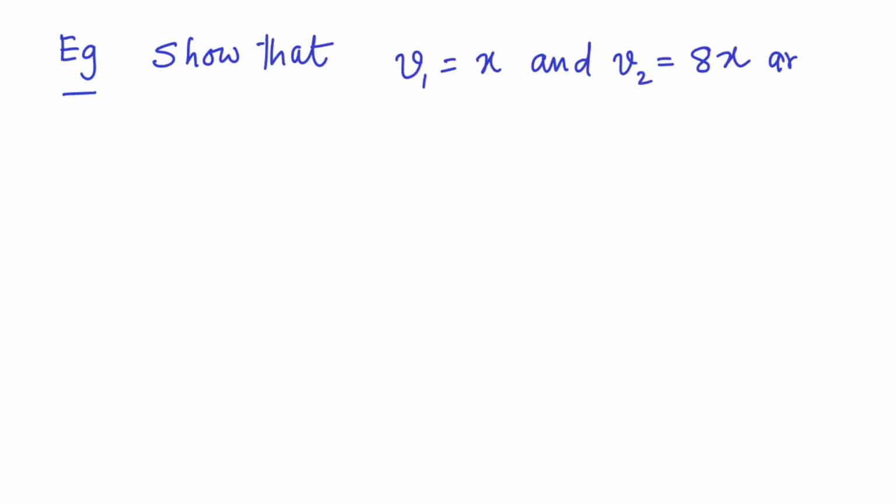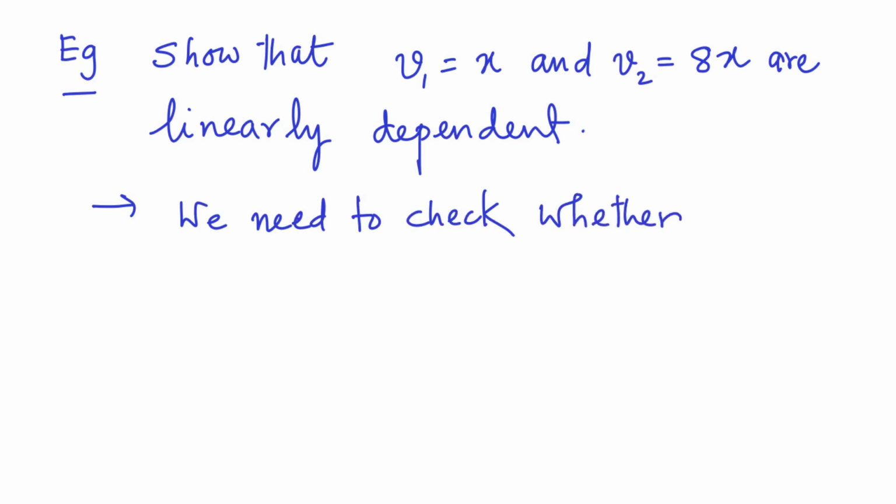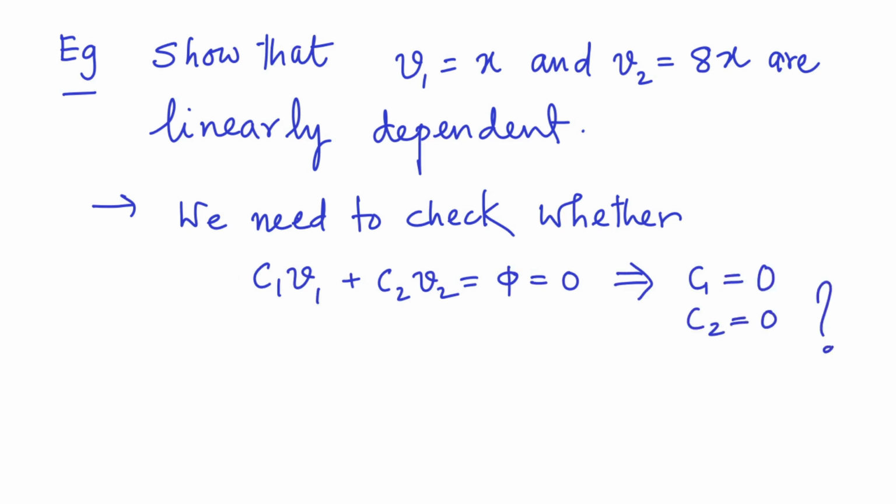Show that v1 equal to x and v2 equal to 8 times x are linearly dependent. In order to check whether v1 and v2 are linearly dependent, we need to check whether, if I demand that c1 times v1 plus c2 times v2 equal to phi, which is 0 here, the null vector, this implies c1 equal to 0 and c2 equal to 0 or not.